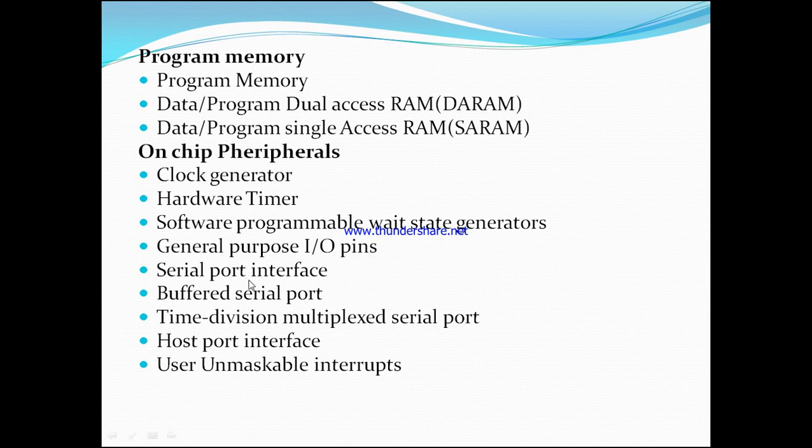And serial port interface. Different kinds of serial ports are available: a general purpose serial port, a time division multiplexed serial port and a buffered serial port. Next one, buffered serial port. It is available on the C56 and C57 devices. It operates in either auto buffering or non-buffered mode. The auto buffered mode allows high-speed data transfer and reduces interrupt latencies.